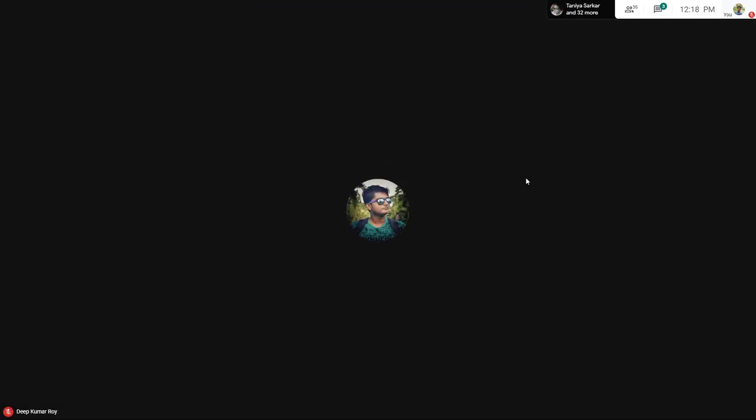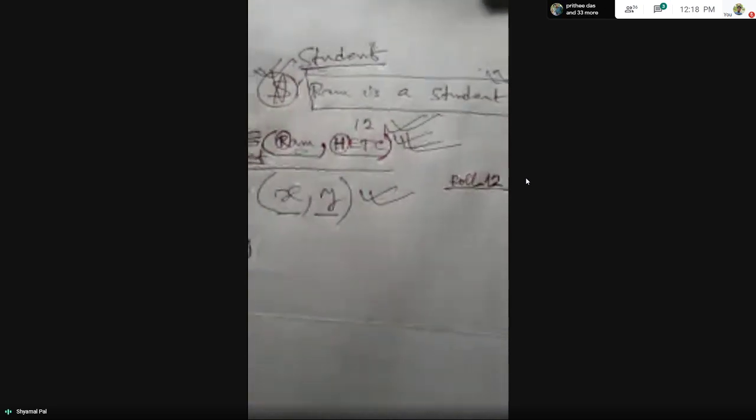And one more thing, in some books... Sir, the screen is not clear. Which one? Sir, the picture is clear. Nothing is clear on the screen. Okay, one minute. One minute. Back camera. Switch camera.